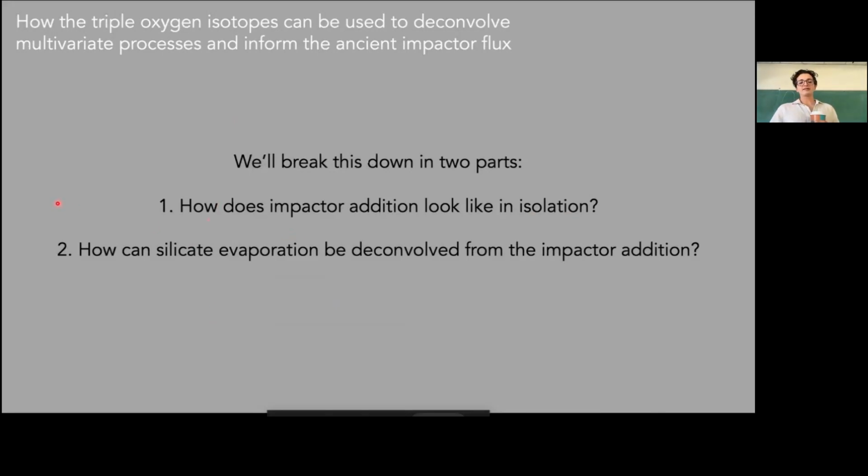We're going to begin by talking about what impactor addition looks like in isolation, so just that singular process. And then we'll add the complication of how we can deconvolve the silicate evaporation from that addition.